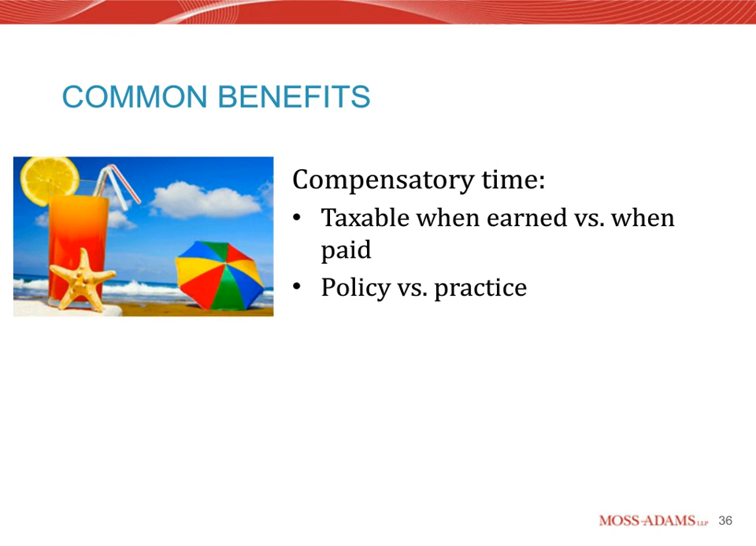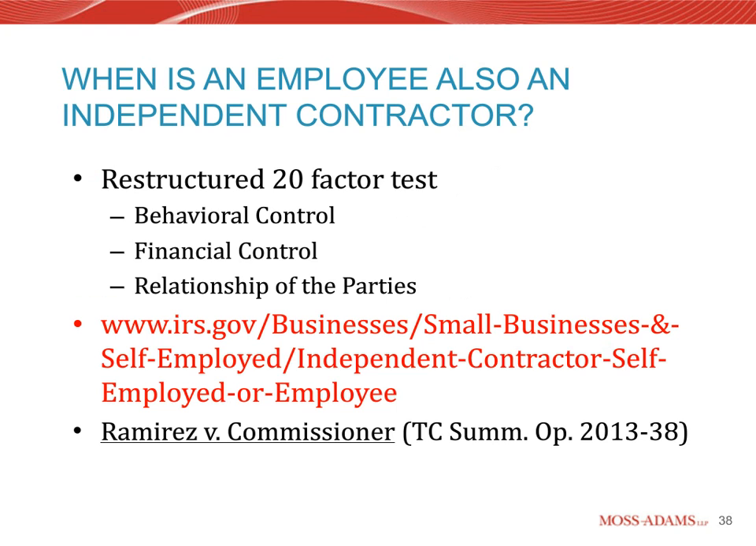So we've got just a couple more minutes here, so I wanted to bring up this slide. When is an employee also an independent contractor? The IRS has taken the 20-factor test that has always been in play, and they've categorized it into three buckets: the behavior test, the financial test, and the relationship test.